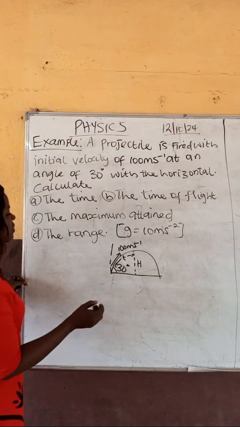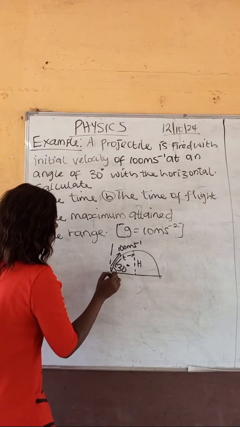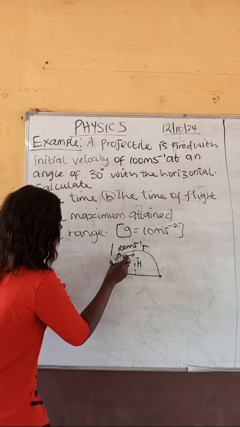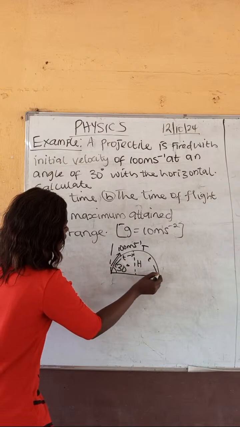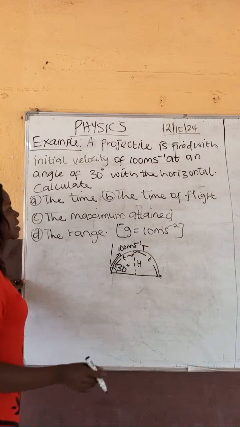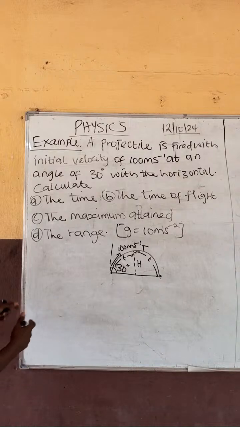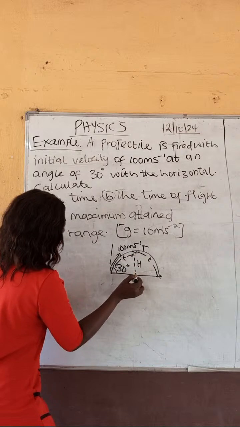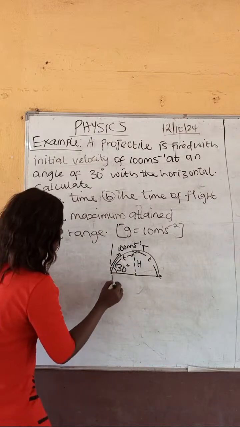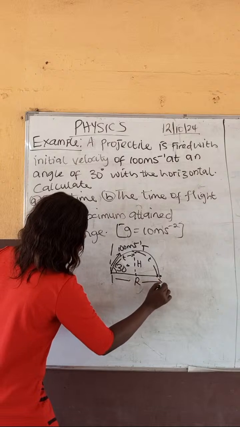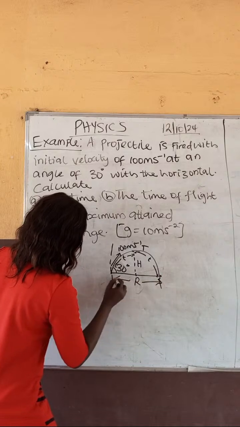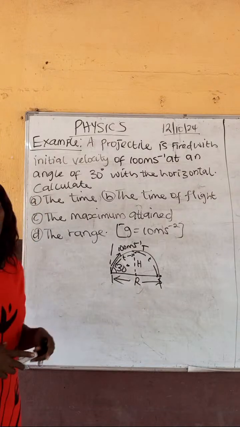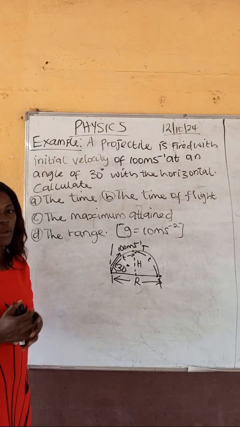Then the time of flight becomes the time to reach from here to return to the same level from which it was projected. So if you get this time, you multiply by 2 to get my total time, which is the time of flight. Then the next thing you are going to look for is the maximum height from here to here. Then the last thing becomes the range. This is the range covered. Okay, so this is the illustration of this question on the board. So I'm going to start solving them one after the other.